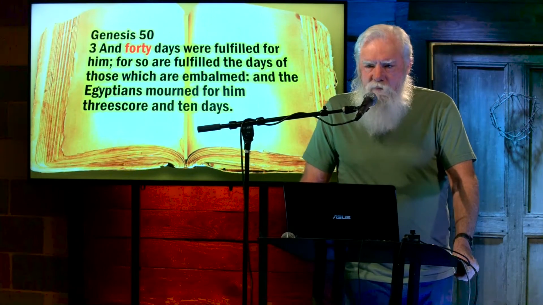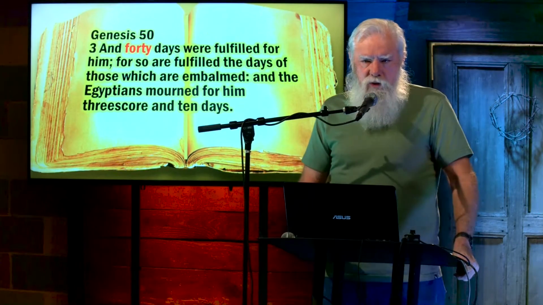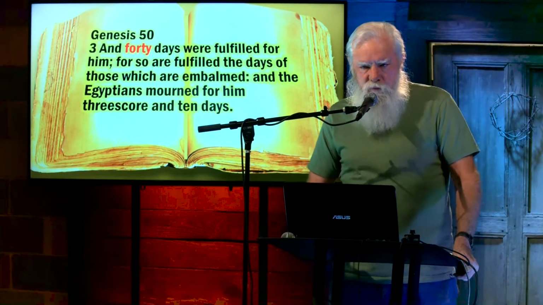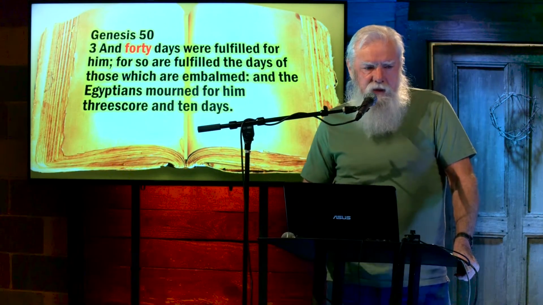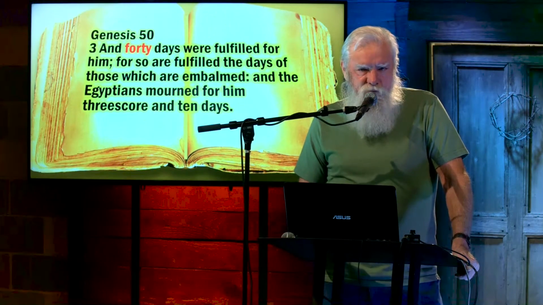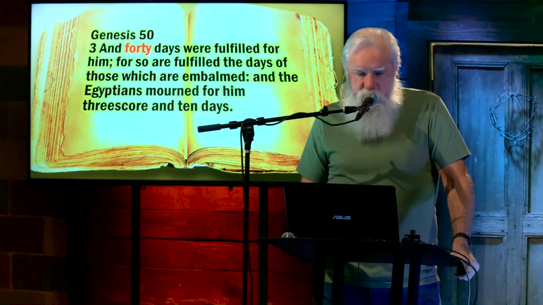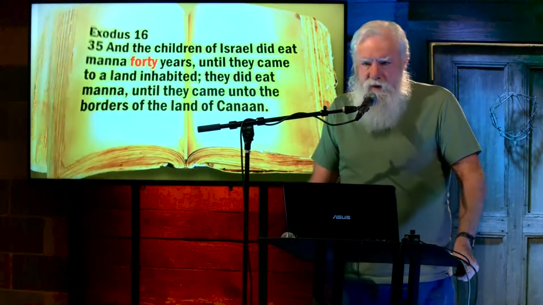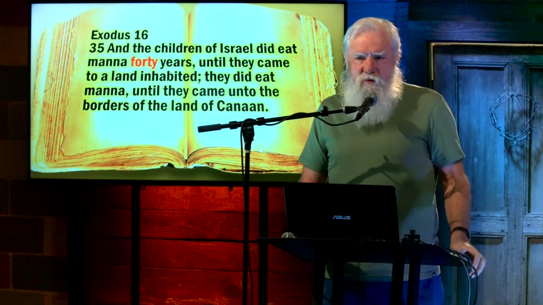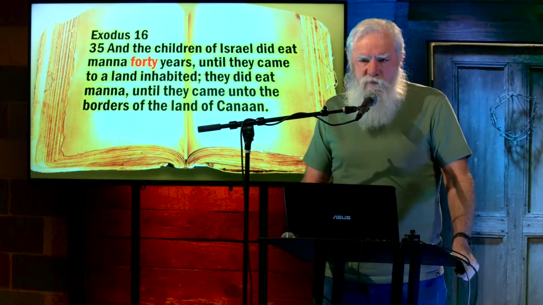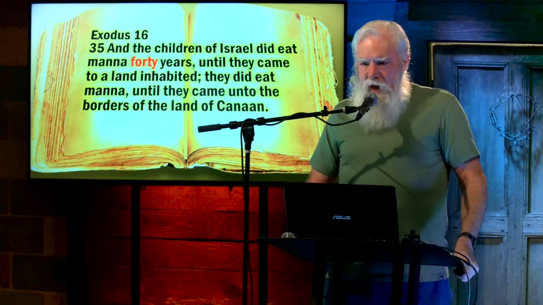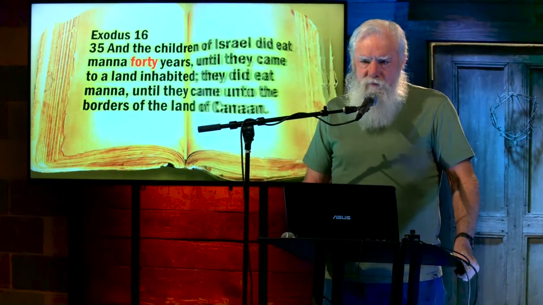Genesis 50, and 40 days were fulfilled for him, and so are fulfilled the days of those which are embalmed, and the Egyptians mourned for him 70 days. Joseph died, and the Egyptians mourned for him. After 40 days, he was embalmed, and they mourned for a long time. And the children of Israel did eat manna 40 years. So that 40 years was a time of testing for the children of Israel.